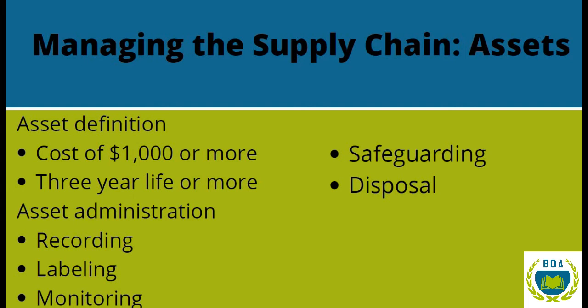Safeguarding assets is the process of ensuring that assets aren't damaged or destroyed, misplaced, or stolen. And finally, asset disposal relates to managing the process of selling off assets, ensuring that a fair price is received for any assets that are sold, or if assets are going to be donated, that there's been a process to approve that decision.